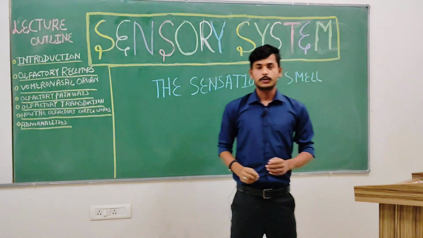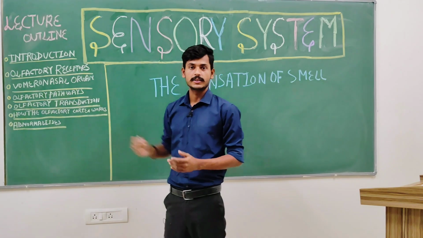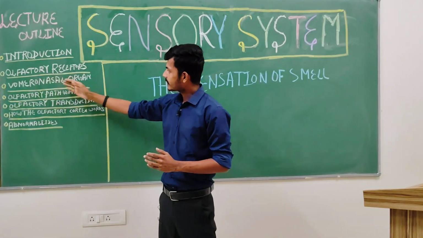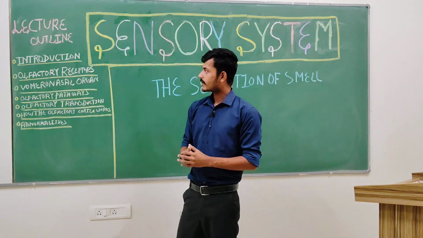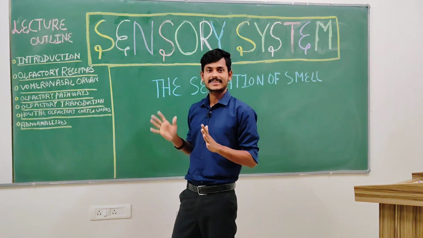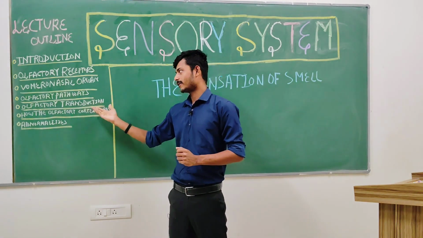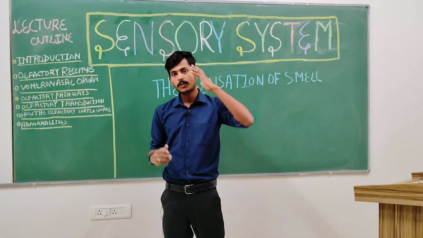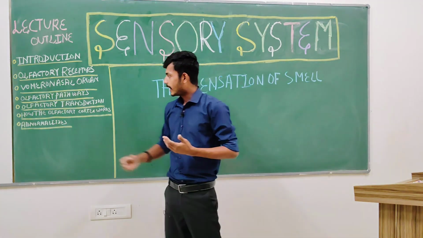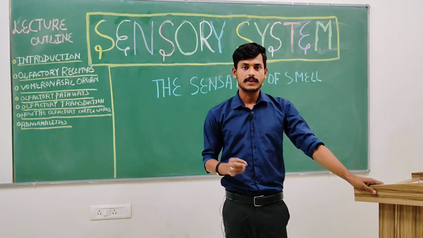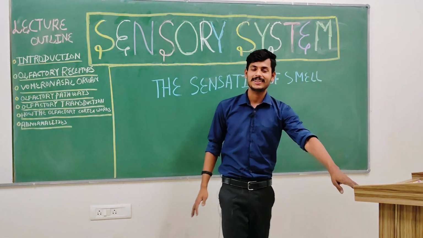Now, let me introduce our lecture outline. First we will deal with the introduction, then we will describe the olfactory receptors. Then this organ called the vomeronasal organ, it's very interesting. And then olfactory pathways. Then olfactory transduction, and how the higher center, our olfactory cortex, works, and their abnormalities. And we will discuss olfaction abnormalities. Understood?